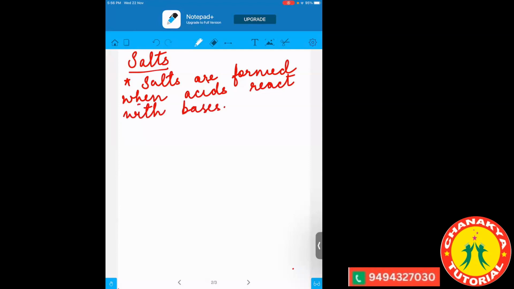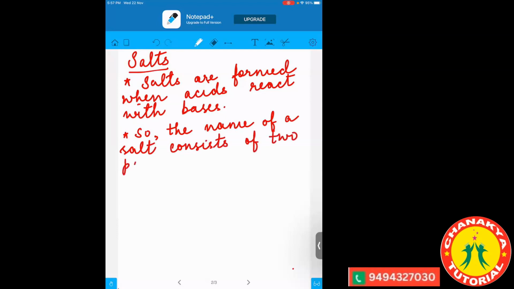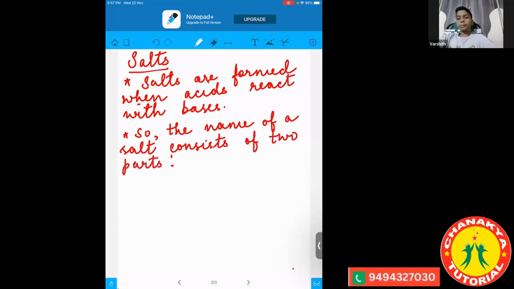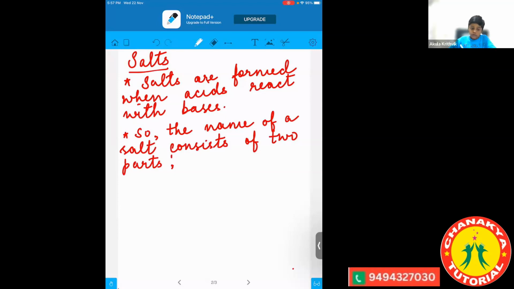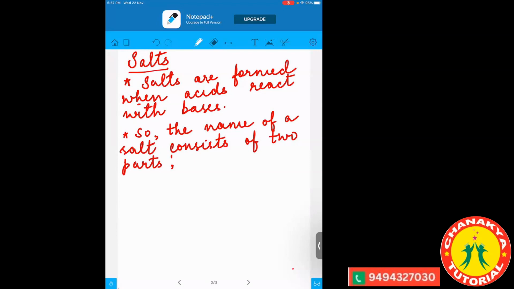So what happens? The name of a salt, you know very well, if we talk about any salt, that name of the salt will consist of two parts, right? Have you ever noticed that whatever salt we talk about, it has two parts, two names in it? Yes or no? Yes, ma'am. Like sodium chloride. How many parts do you have in sodium chloride? Only one or two? Two. Two, correct. So it has two parts.